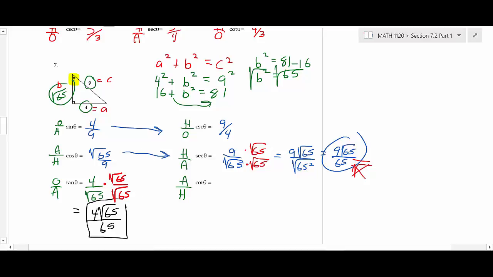And then the last thing is the cotangent. So if you're doing the cotangent, you would have adjacent over opposite, so that's going to be square root of 65 over 4, okay? And that's already in a rationalized form. So then we're done. That would be the answer I'd be looking for on that problem. So those are your answers to each of the trig functions.